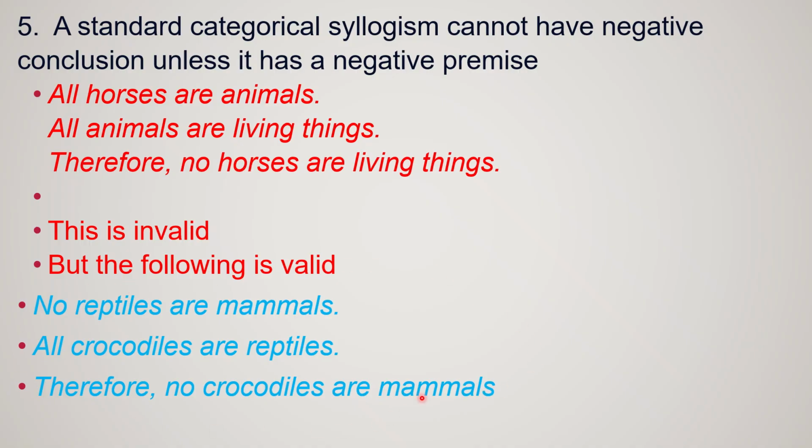This is valid because you are having a negative conclusion and there is one premise that is negative. And that is the fifth rule of a categorical syllogism: you cannot have a negative conclusion unless you have a negative premise.